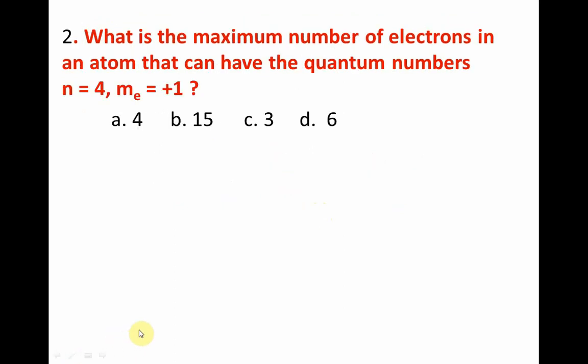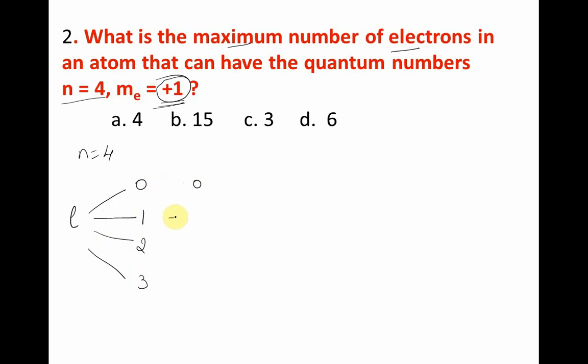Now the second question: what is the maximum number of electrons present in an atom having principal quantum number 4 and magnetic quantum number plus 1? We need to find the number of electrons with principal quantum number 4 and magnetic quantum number plus 1. If n is equal to 4, what are the possible values of l? l is equal to 0, 1, 2 and 3.